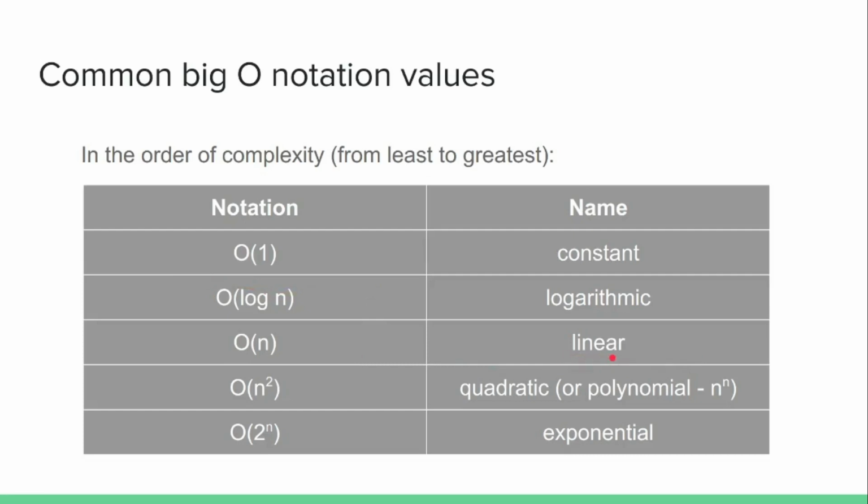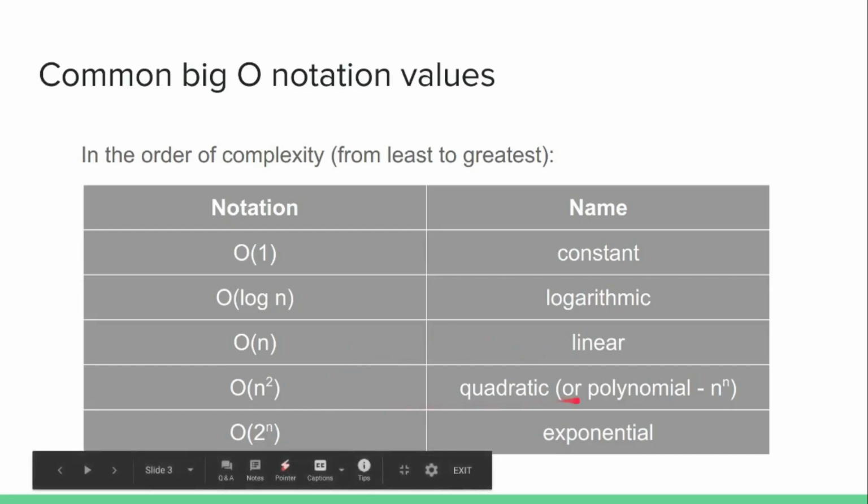Next, we have linear complexity. And if you know anything about algebra, then the term linear might be familiar to you. Linear means that as our data set grows, our algorithm complexity grows at the same rate. So if we have 100 items, it takes 100 steps. If we have 1,000 items, it takes 1,000 steps. If we have 1,000,000 items, it takes 1,000,000 steps. So the number of steps that it takes for our algorithm to execute, to complete, grows at exactly the same rate as the size of our data. That is a linear complexity.